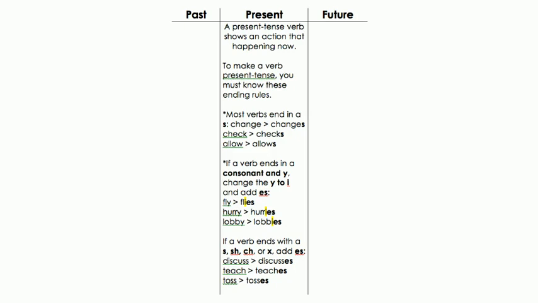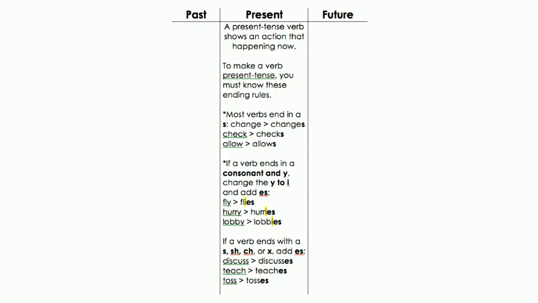If a verb ends in a consonant and Y, change the Y to I and add ES. For example, fly. Change the Y to I and add ES. Hurry. Change the Y to I and add ES. Lobby. Change the Y to I and add ES because those verbs ended with a consonant Y.